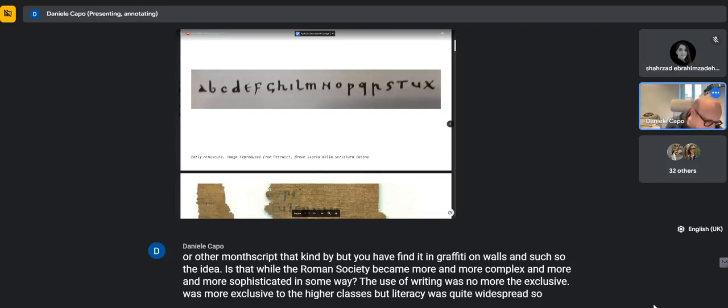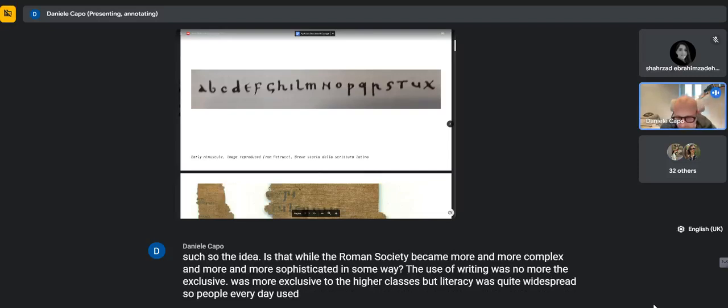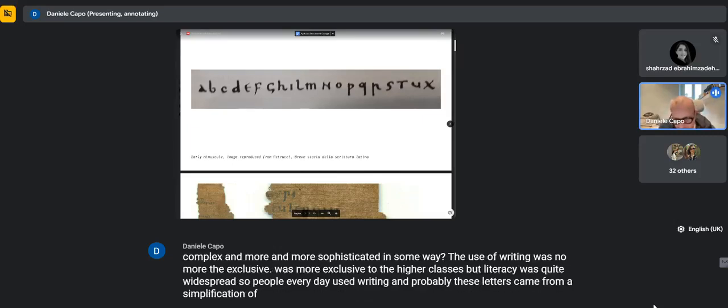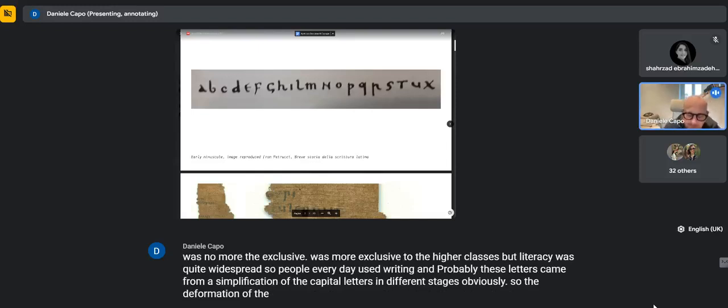So people used writing every day, and probably these letters came from a simplification of the capital letters in different stages, obviously. So the deformation of the uppercase became what we now call the minuscule.